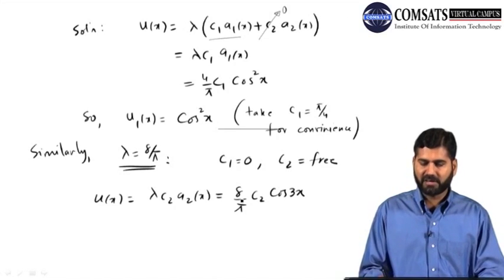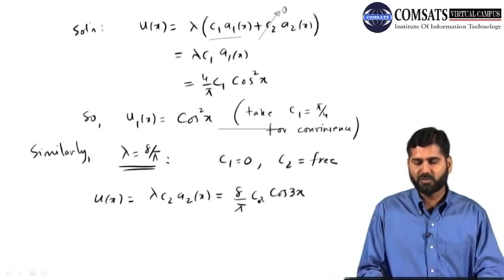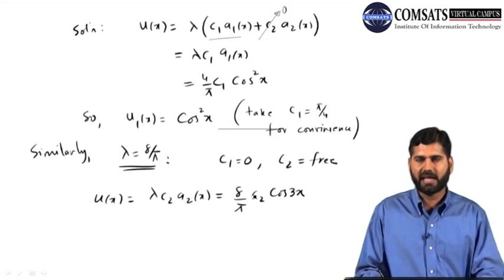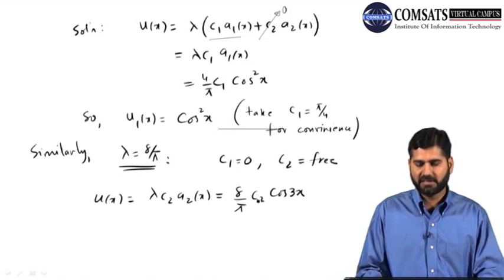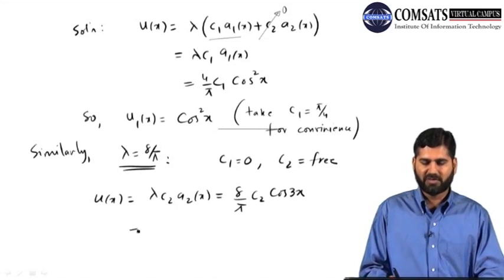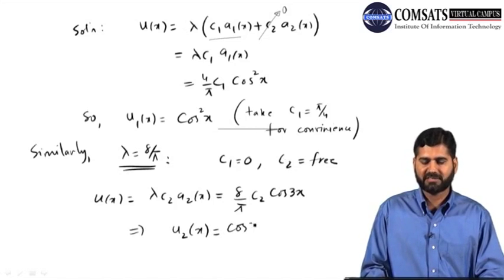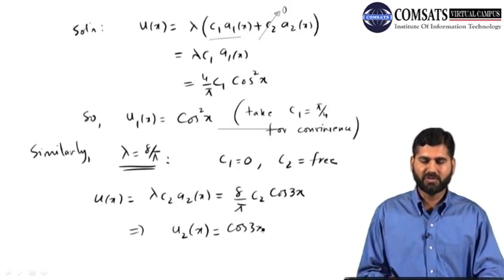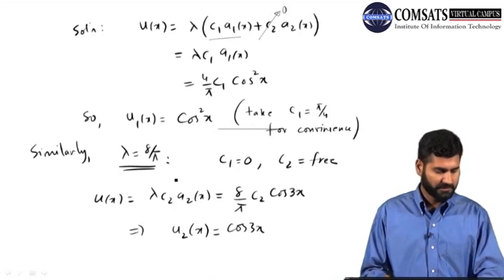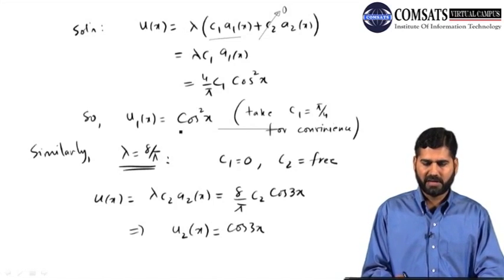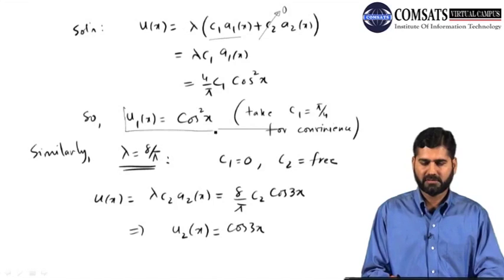Alright, so again for convenience, because C2 is arbitrary, it can take on any value, C2 can be taken as pi by 8. So if you take C2 to be pi by 8, you will get 1 as a coefficient, and you can write your second solution u2(x) as cosine 3x. Alright, so these are your two solutions for the integral equation. You can call either one a function of the integral equation.